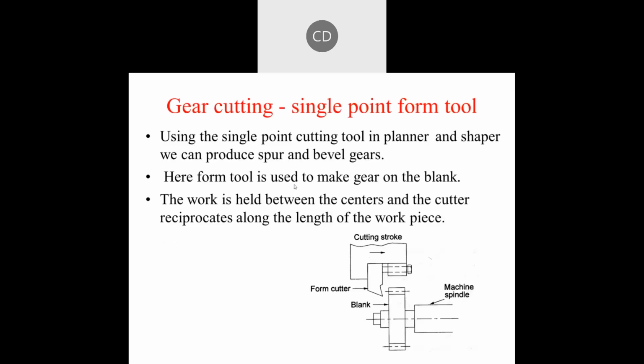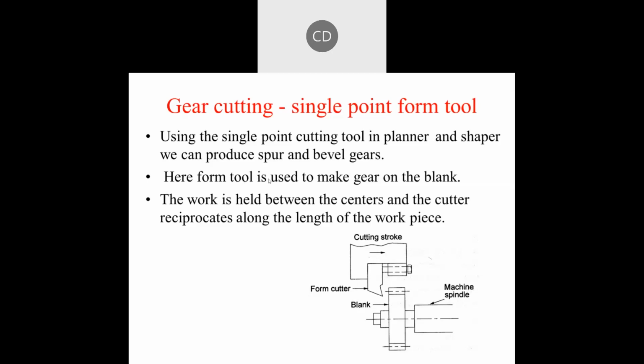So the first one we are seeing is the single point form tool method. So we are using a single point cutting tool in a planer and shaper. We can produce a spur and bevel gear. So using this method, we can use it only for spur and bevel gears.